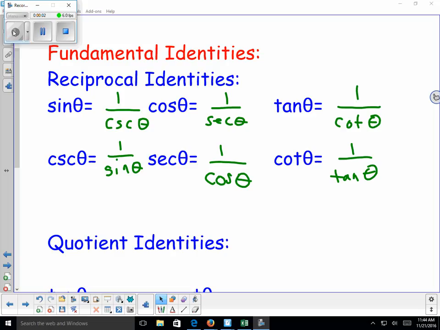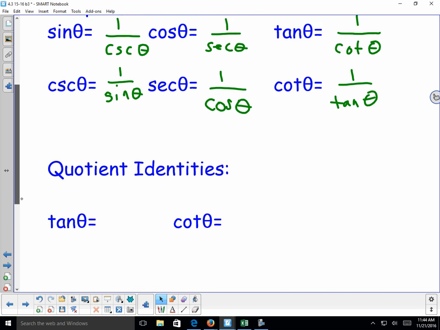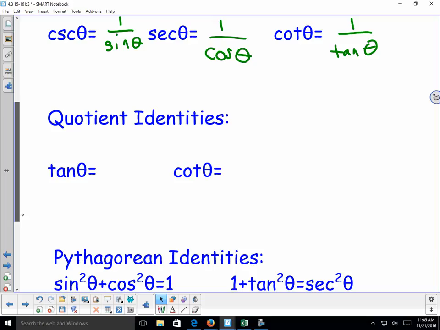Okay, so we are finishing our notes on section 4.3. Last time we started looking at the fundamental identities and we talked about the reciprocal identities. Sine is equal to 1 over cosecant, cosine is equal to 1 over secant, tangent is equal to 1 over cotangent, and so on. But the fundamental identities are not just these reciprocal identities, they also include quotient identities.